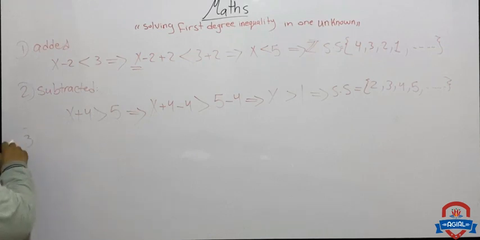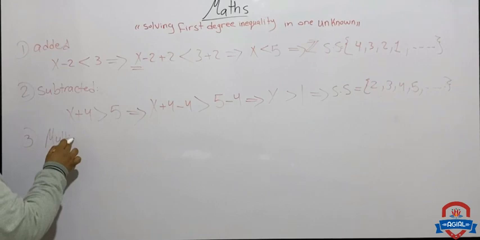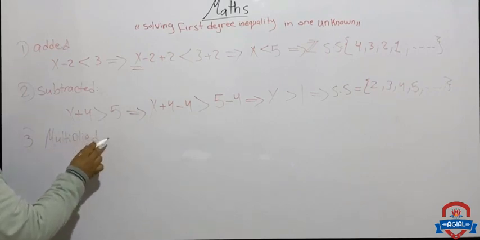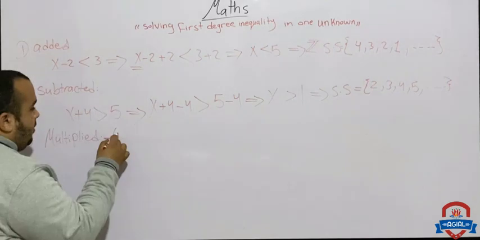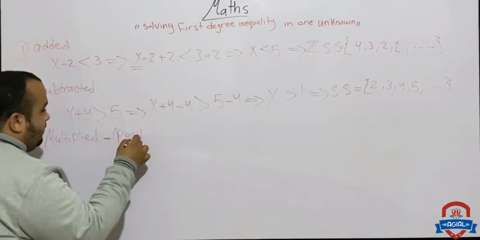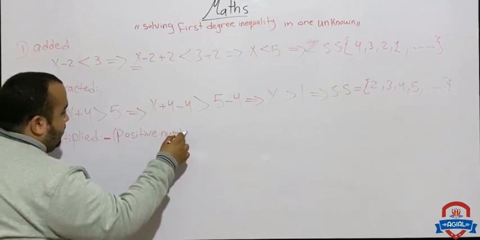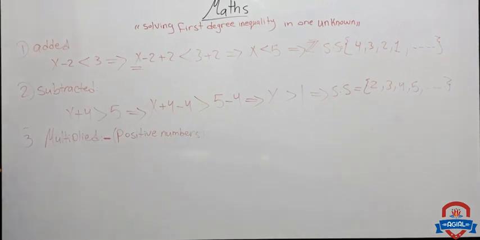And the third property is for multiplication. The same positive number can be multiplied to both sides of an inequality without changing the solution of the inequality. But notice that it is only for positive numbers.